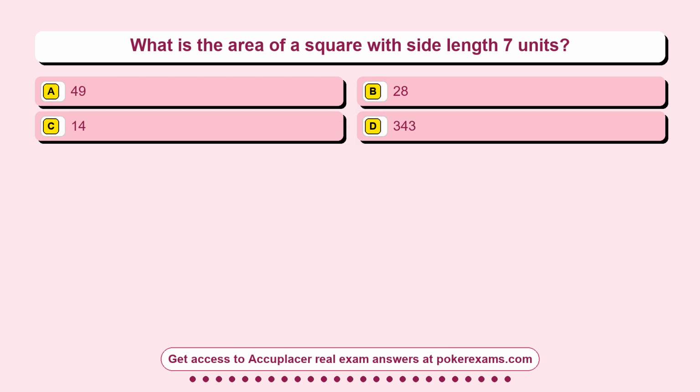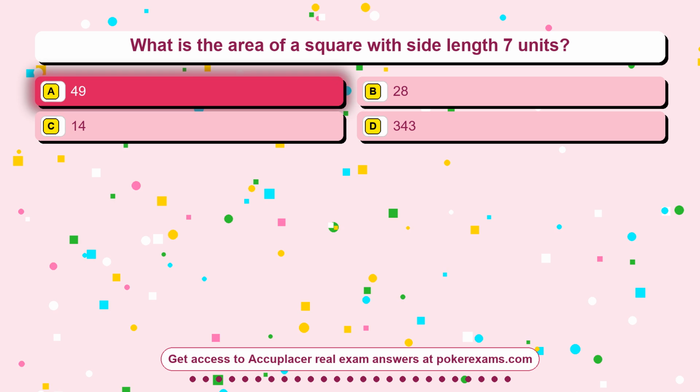Question 20. What is the area of a square with side length 7 units? Option A, 49. Option B, 28. Option C, 14. Option D, 343. The correct answer is option A, 49.